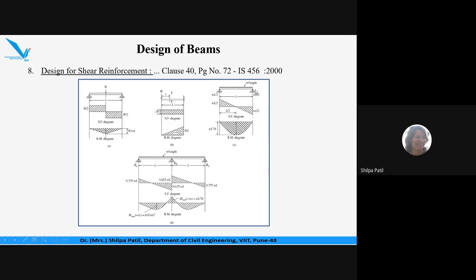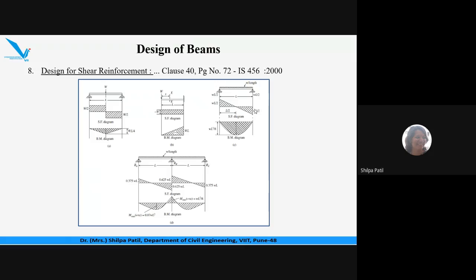Similarly, we have considered here a fixed beam subjected to UDL as well as a continuous beam subjected to UDL. For all these different types of beams, how the shear force and bending moment vary along the span of the beam, all these diagrams are shown here. And I hope you are also aware of the various values of the maximum bending moment and maximum shear force when different types of loadings are acting on different beams.